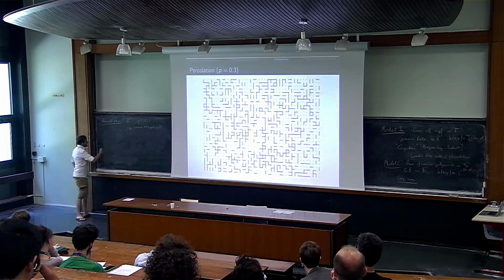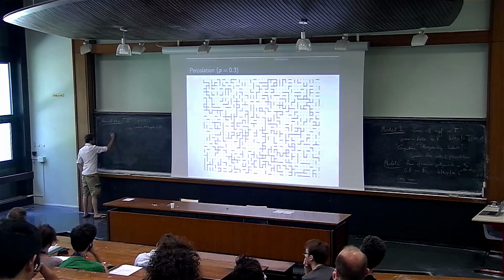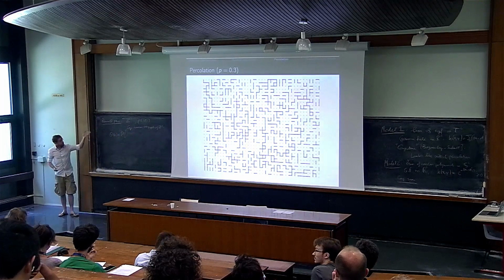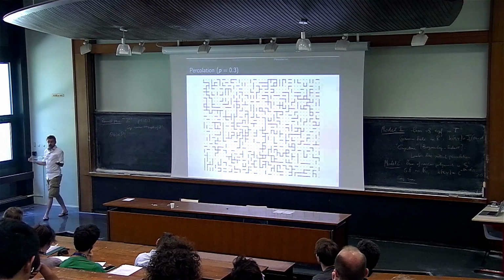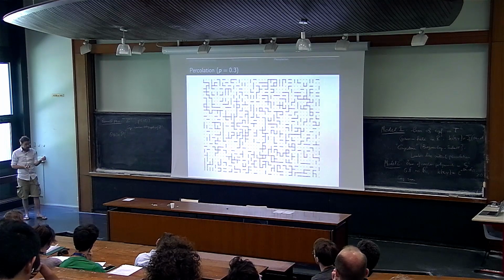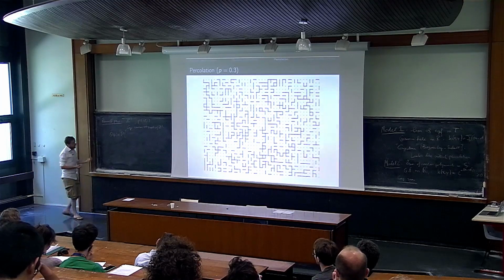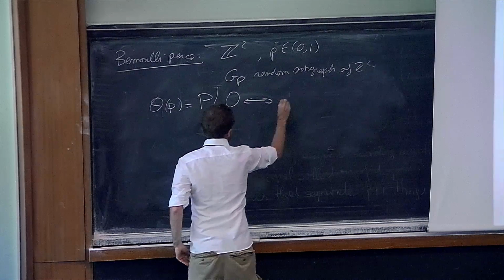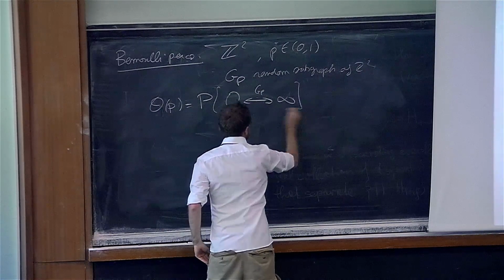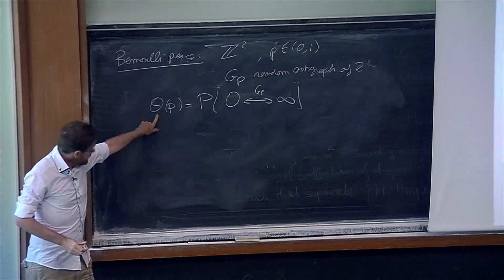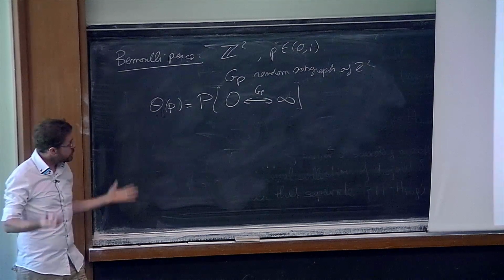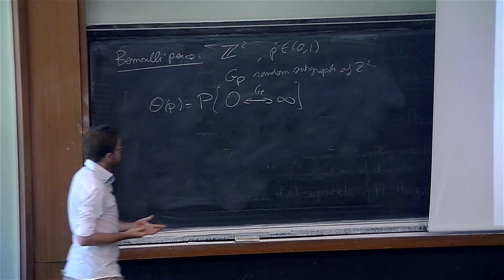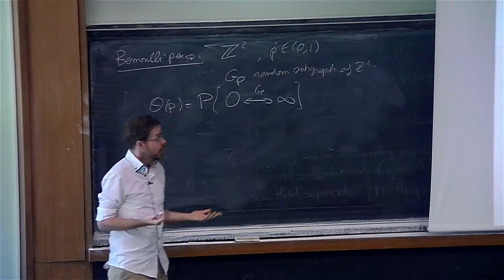And the quantity that is natural to look at is theta of p, which is the probability that if you look at G sub p, this random subgraph, and you look at the connected component of 0, this component is infinite. So it's the probability that 0 is connected to infinity in G sub p. So this is a function of p. It's a non-decreasing function of p, because if you increase p, you will open more edges, so you will make the connected components of G sub p larger.